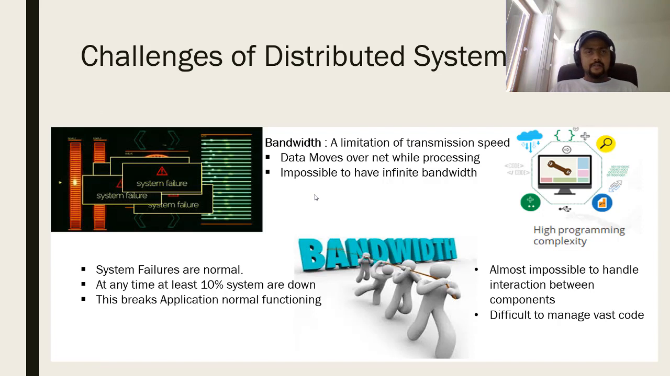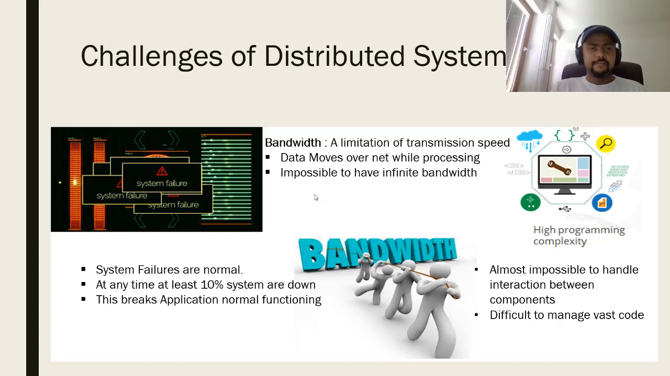Now this sounds all very good, but distributed systems also come with their own set of challenges. The first challenge is bandwidth, obviously, because you can think of bandwidth as a limitation of the transmission speed. So the data has to move over the network while processing, right? And you cannot have infinite bandwidth. The bandwidth will be some number, some threshold. So how fast your request can be processed is limited by how much bandwidth each of your computers can work with. So bandwidth is definitely something which limits how fast a distributed system can work.